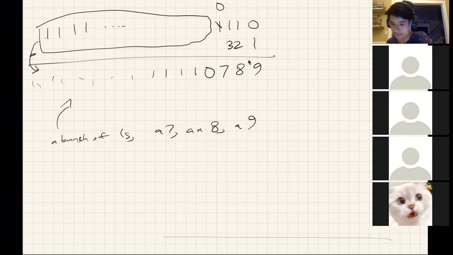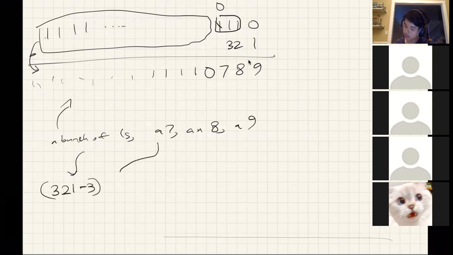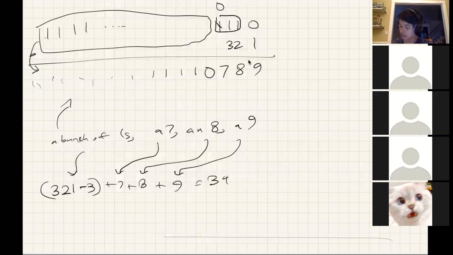But anyways, first of all, how many 1s are here, right? You might see that 3 of our 1s are going to be gone, and there were initially 321 1s in total. So we're going to have 321 minus 3. This is the sum of the bunch of 1s that we're talking about. We're going to add a 7, an 8, and a 9. And I'll leave it to you to confirm that our answer is 342.